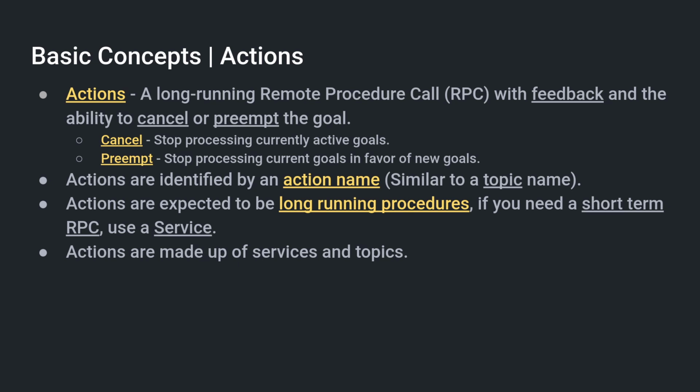So actions are identified by an action name, and again, similar to services and topic names, but in a different namespace for communication. And actions are expected to be long-running procedures. So if you need a short-term RPC, use a service. If you need a long-term RPC, use an action. And also actions are actually made up of services and topics, and we'll see an image of that in a second.